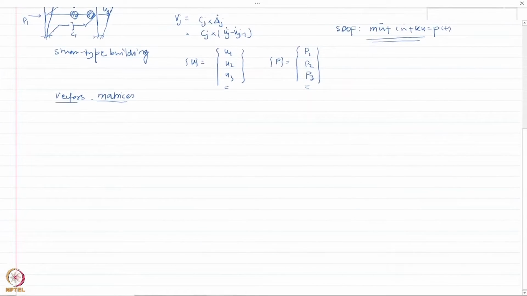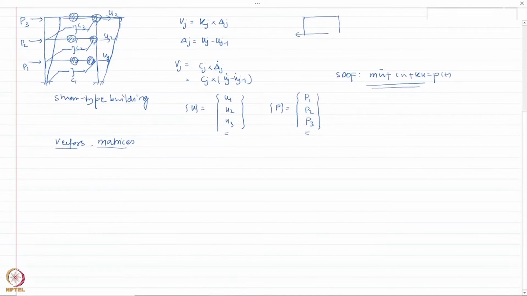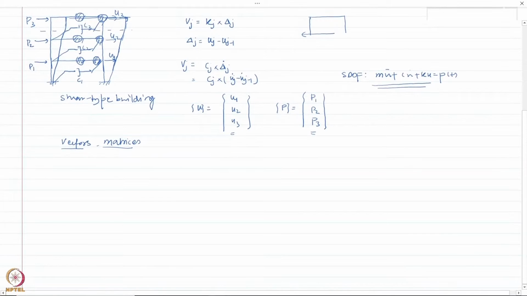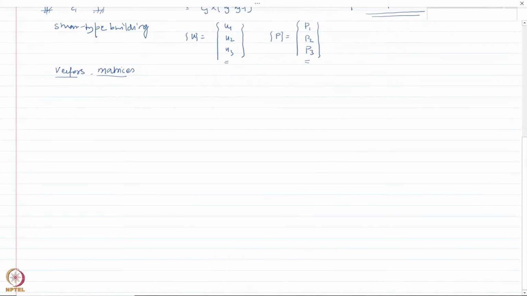Okay, so let us see how to derive the equation of motion for a multi-degree of freedom system, starting with this three-story building that we have. So to do that, what I'm going to do is cut this building at each floor as I've shown here, and then draw the free body diagram and then write down the equation of motion for each of these three stories. Okay, so let us do that. Let us see what we get. So let us first draw the free body diagram of the topmost floor.